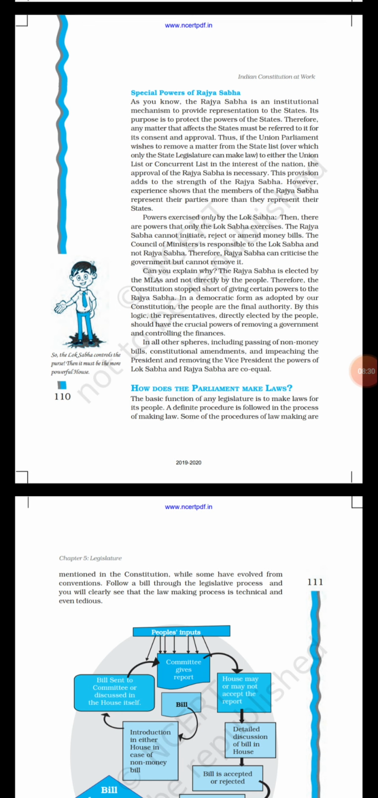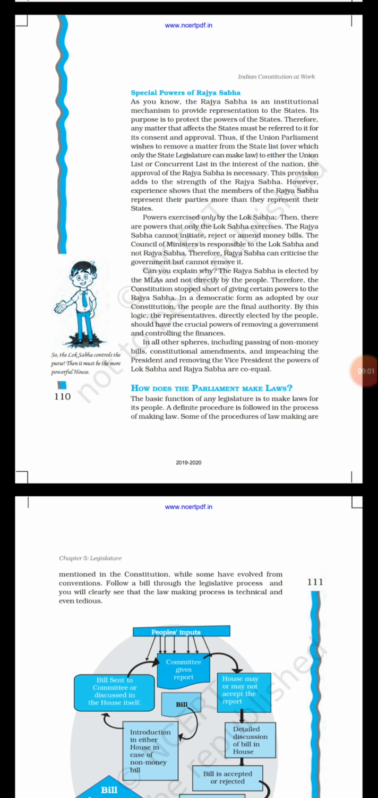Next, exclusive power of the Lok Sabha. What is the exclusive power of Lok Sabha? The Rajya Sabha cannot initiate, reject or amend a money bill. Rajya Sabha can criticize the government but cannot remove it. So the money bill will only be discussed in the Lok Sabha, not in Rajya Sabha. Okay. And the Rajya Sabha can criticize the government but cannot remove it. Rajya Sabha can only discuss the matter, but they do not have the power to take the decision.